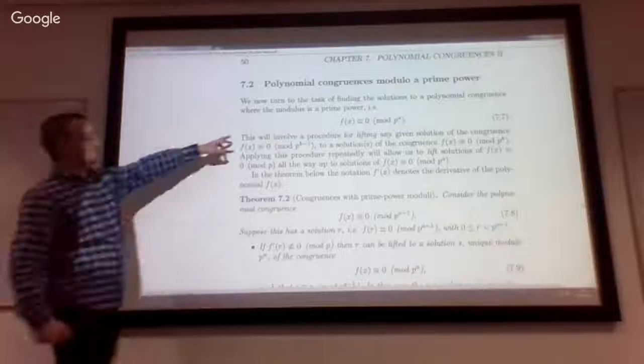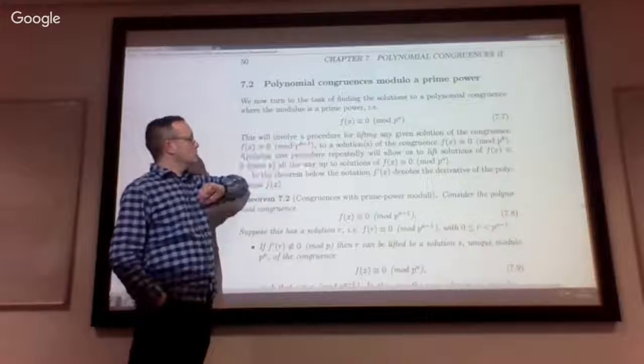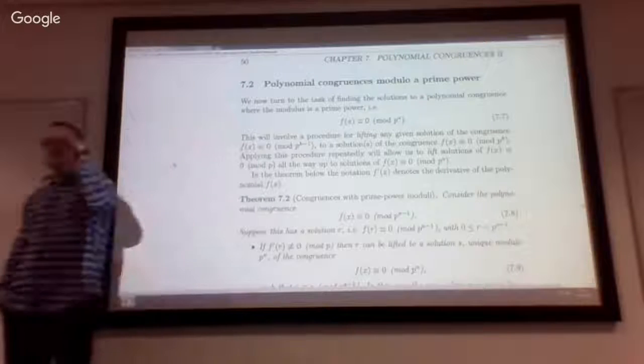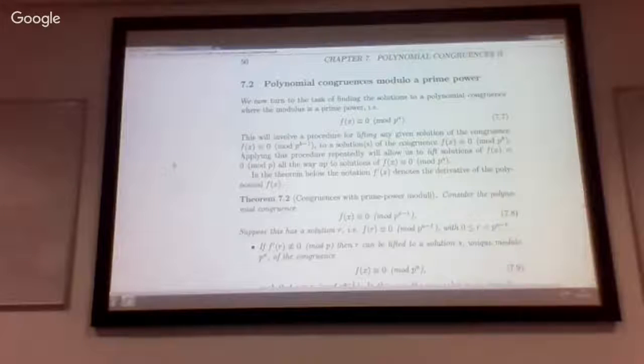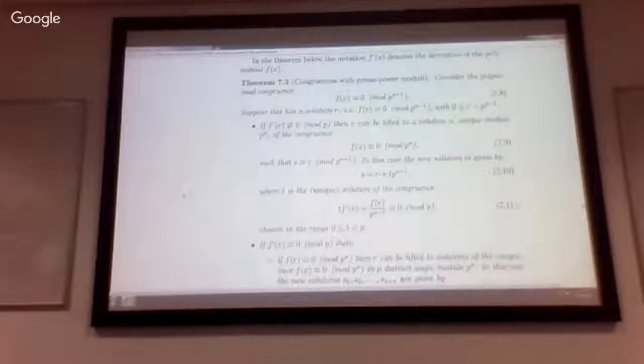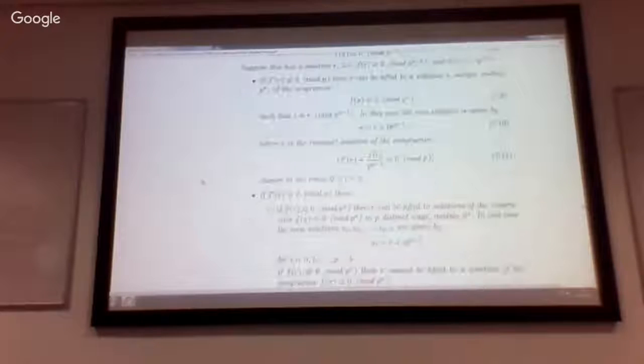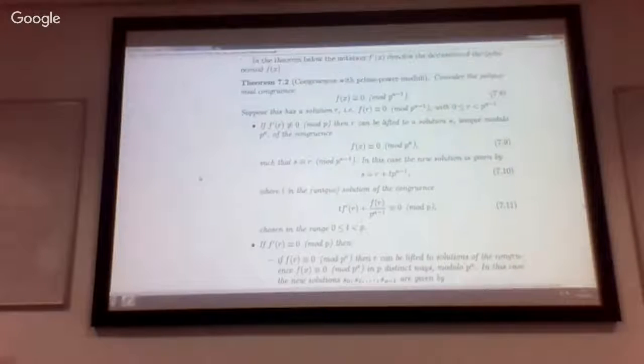How to take solutions to the congruence modulo one power of p and lift them to solutions modulo the next power. So here it is, theorem 7.2. Now we're not going to prove this theorem. We're going to just leave out the proof of this, but we do want to understand how the result works and be able to apply it, okay?